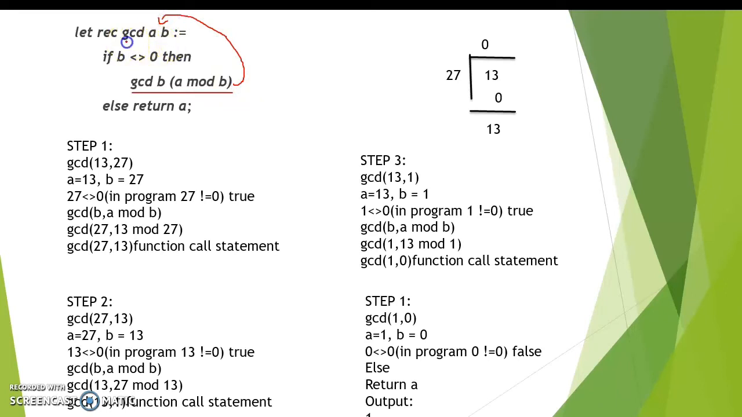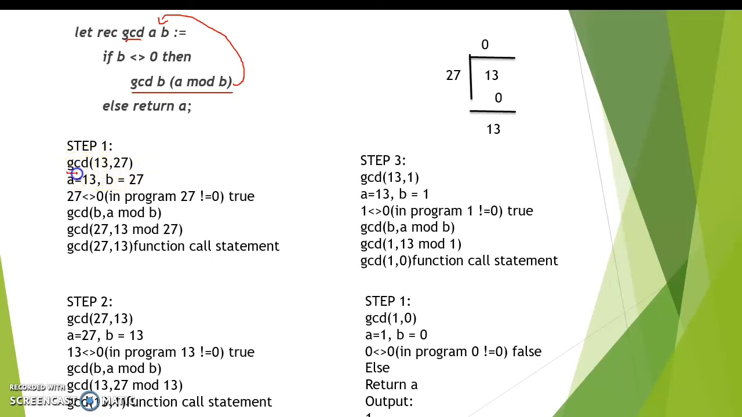Here GCD is the function name and A, B are the parameters passed to this function. It will check the value, and when this condition is true, the statements are executed, otherwise the control is transferred to the else block. Now you can substitute the values in this function. Step 1: we pass the parameters. What input are we giving? We pass the input 13 and 27. So GCD of 13, 27.